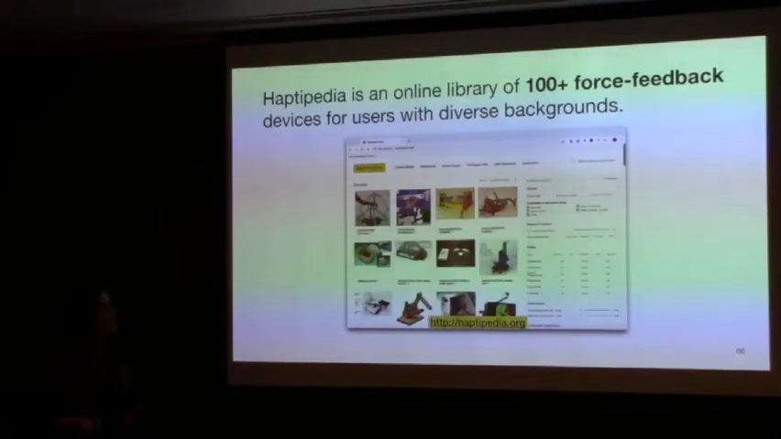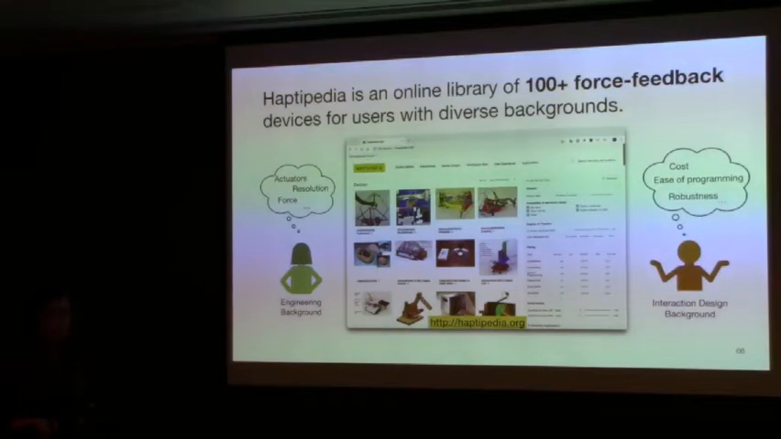So we created Haptipedia, which is a library of over 100 force feedback devices. And our goal was to support people with different backgrounds. So those with engineering background who care about forces, resolution, and actuators, and those with the interaction design background who may care about robustness of this device or how easy to program it is. Haptipedia is available online at haptipedia.org, and you should feel free to go and explore it on your own.